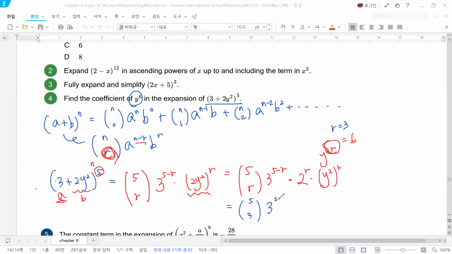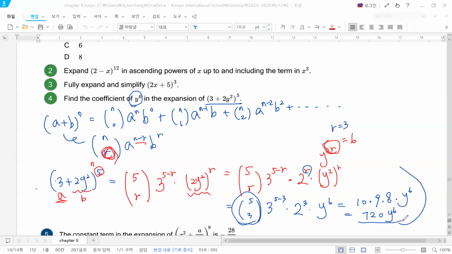So let's rewrite this one as 5C3, 3 to the power of 5 minus 3, 2 to the power of 3, y to the power of 6. By using your calculator, you can find this value as 10, and 3 squared, which is 9, and 2 cubed, which is 8, times y to the power of 6, therefore 720y to the power of 6. Since they ask to write down the coefficient of y to the power of 6, the answer is 720.